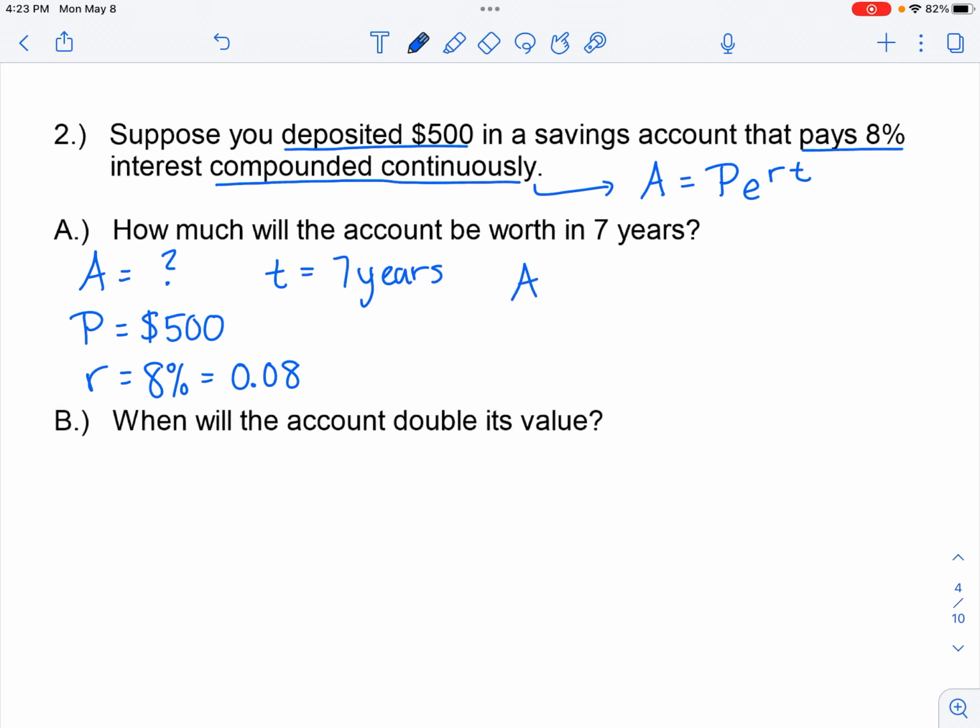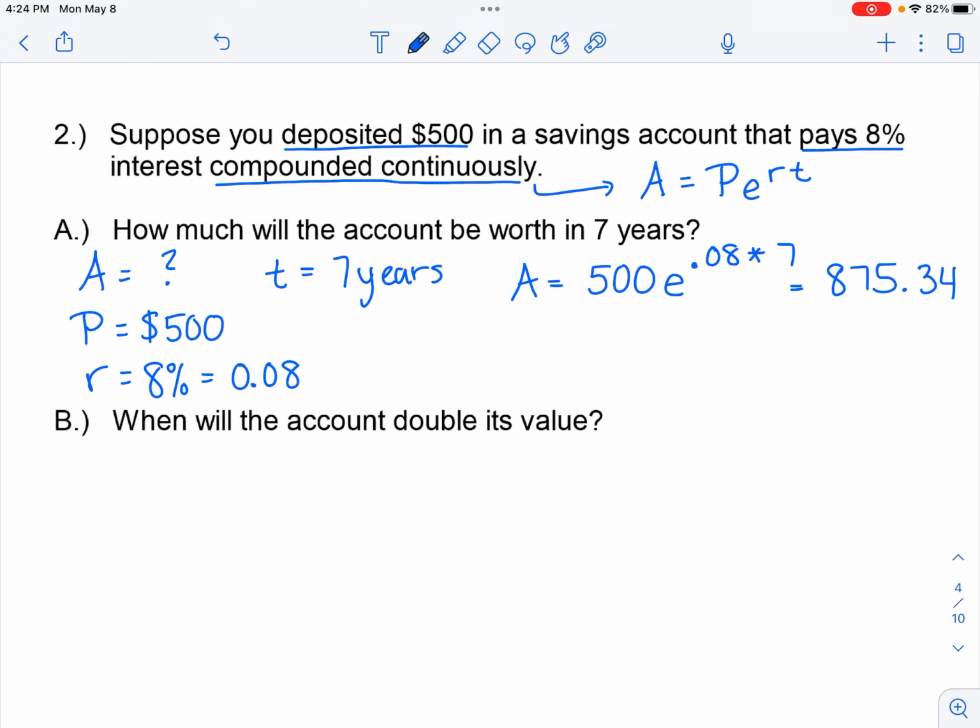Okay, so I do A equals P, 500, times the number e to the r, 0.08, times t, 7. And now I just need to type this into a calculator to get a final answer. So I'm going to end up getting that this is 875, I believe, point 34.